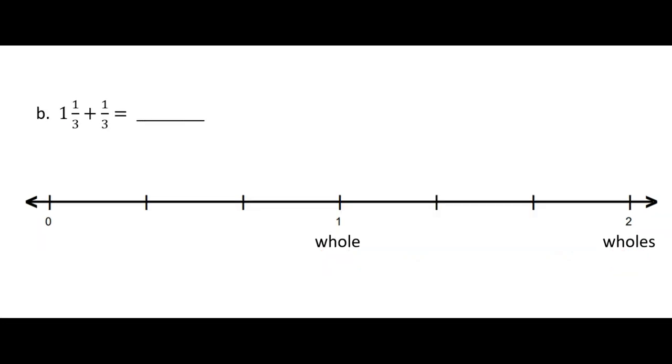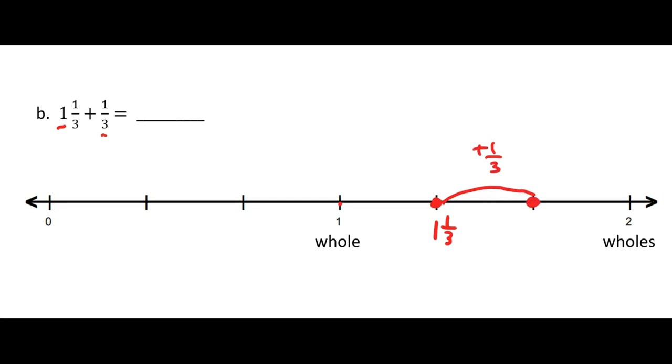Here's another example. This time I'm adding 1 1/3 plus 1/3. I need to start by finding 1 1/3 on the number line. That means I have 1 whole and then 1/3 beyond that. If I start at my 1 whole and hop 1/3 beyond that, that shows me 1 1/3. To that, I just need to add another third. My number line has been divided into thirds, so I just need to hop forward 1 more section. This shows that I'm adding 1/3.